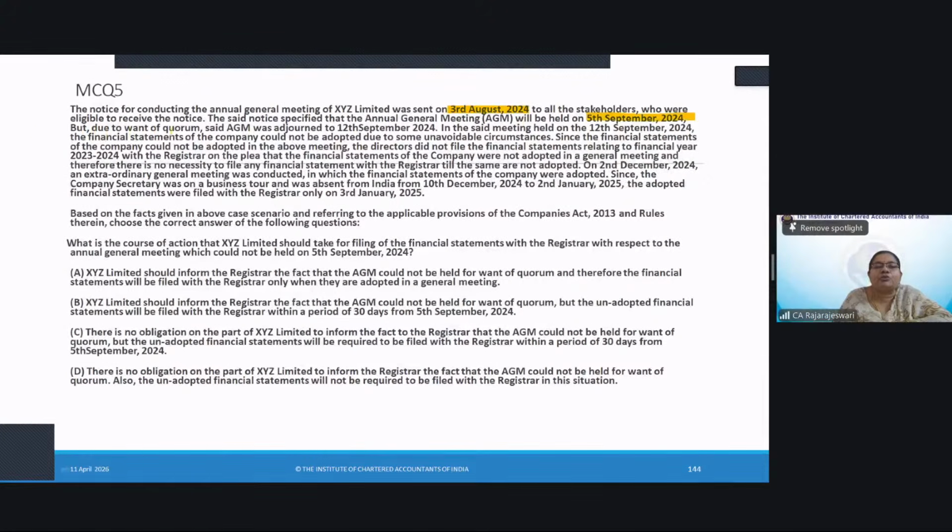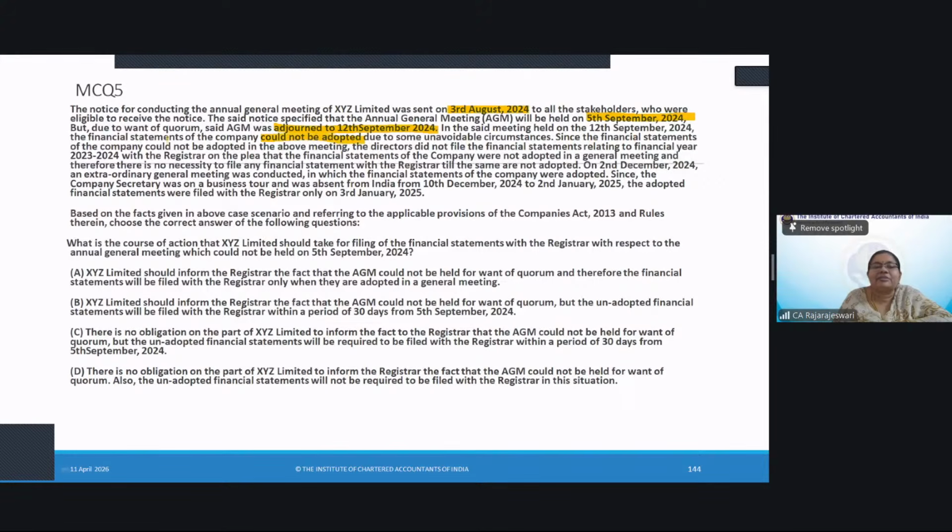But due to want of quorum, the said AGM was adjourned to 12th September 2024. In the said meeting held on 12th September 2024, the financial statements of the company could not be adopted due to some unavoidable situation. So the financial statements could not be adopted; adoption of accounts was not done.